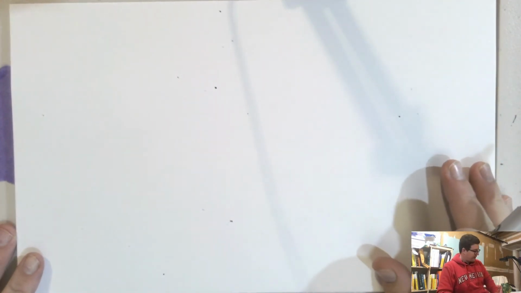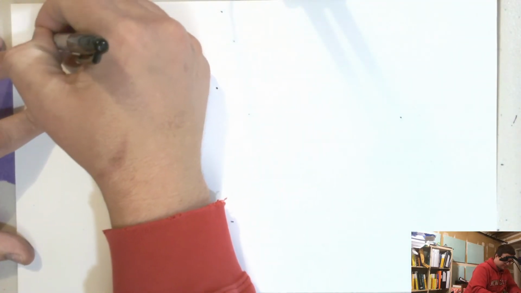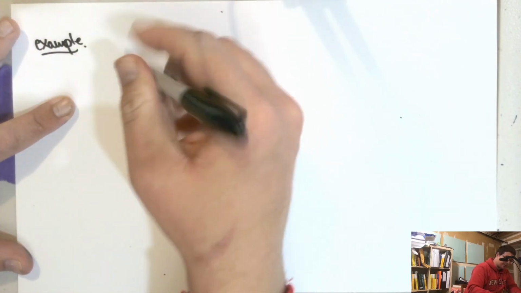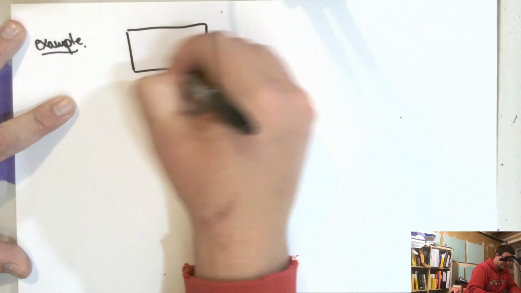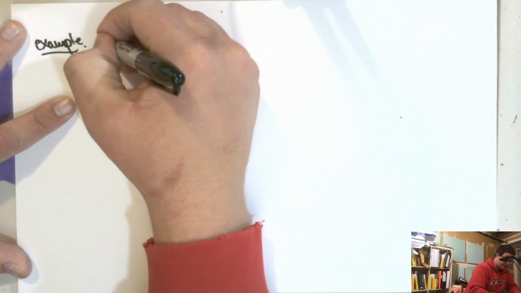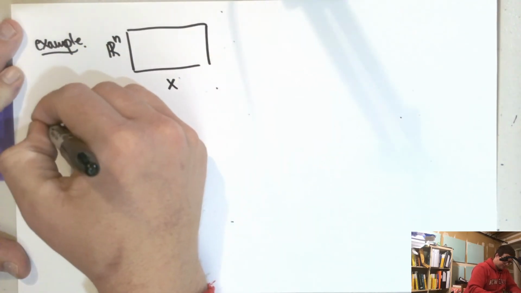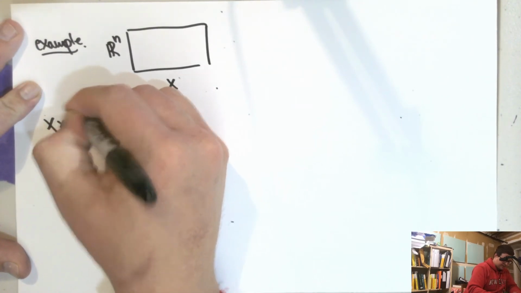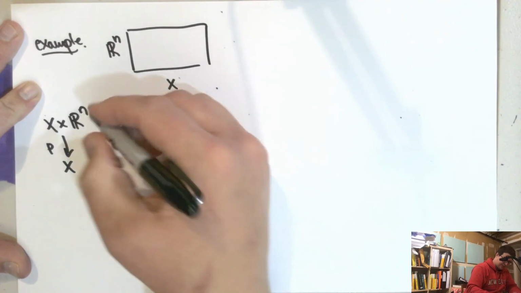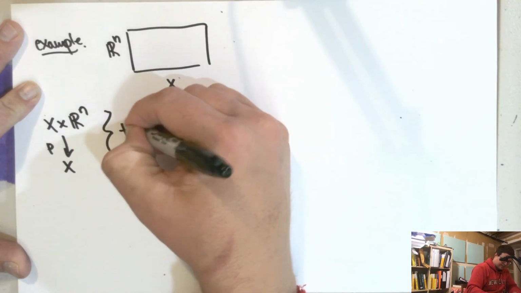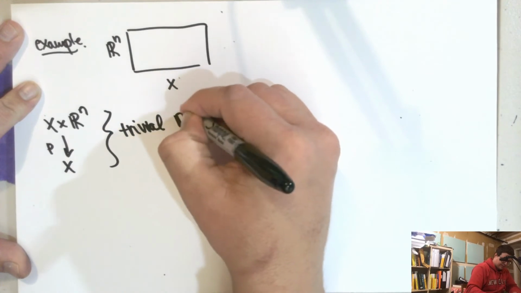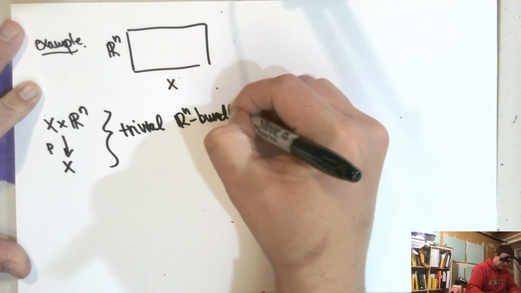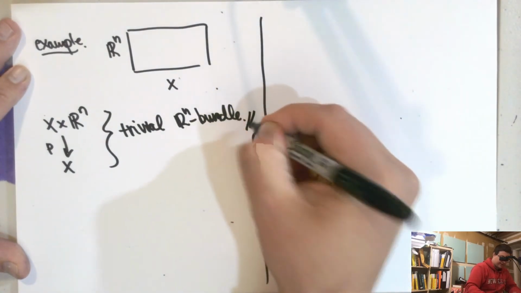Okay, so what else are we interested in? So of course there's the trivial bundle, right? Trivial bundles. So maybe we draw them like this. So this is X, and then we could just draw Rn here. So X cross Rn, with projection P. So this is the trivial Rn bundle. Okay, so that one's silly. This one is not trivial, right?